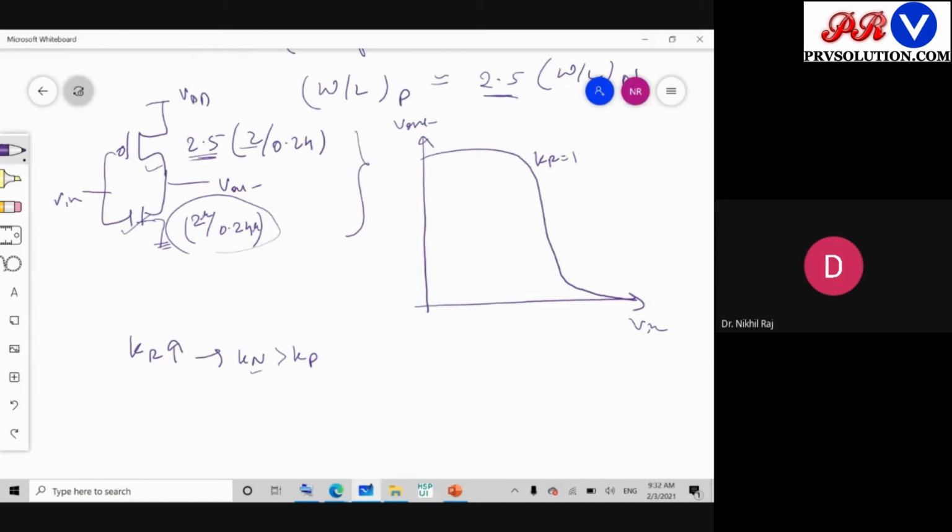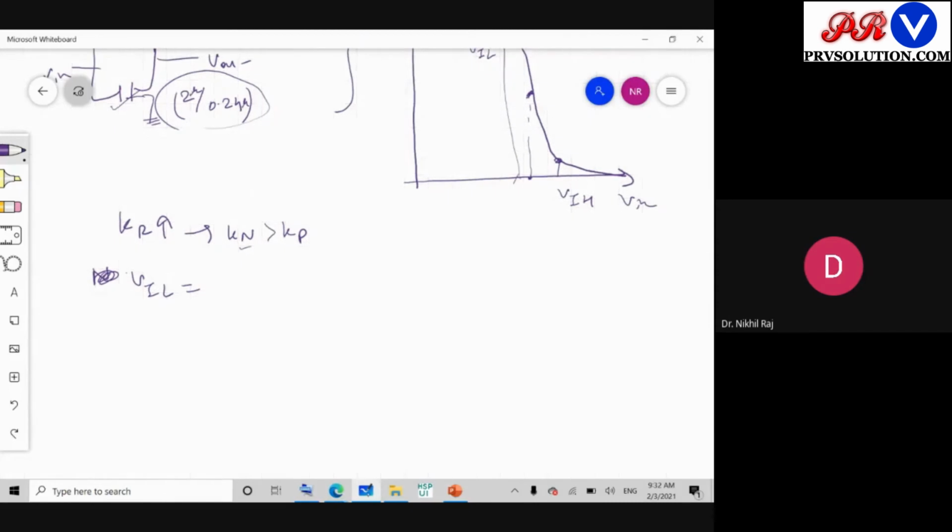So for that, we'll check the noise margin, because the shifting of this curve will depend upon this point, and it can also depend on this one or this one. So we'll check the VIL and VIH points. If you recall, what is your VIL point? VIL was given by, and VIH both.